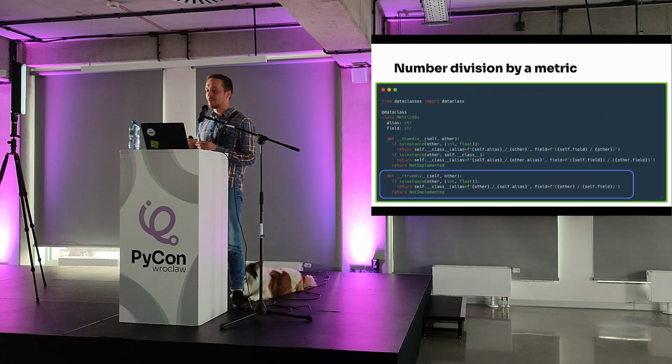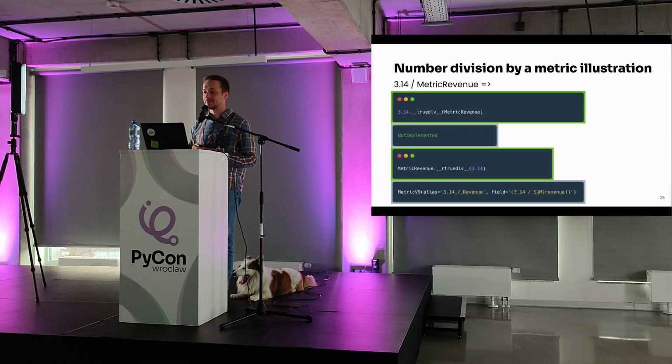Okay, now we will define number division by metric. For that, we will use the RTrueDiv method. RTrueDiv is called on the right-hand side member of the division if the left-hand side member returns NotImplemented. We have defined it exactly as TrueDiv, but switched the order of the members of the division. Now our metrics can divide numbers.